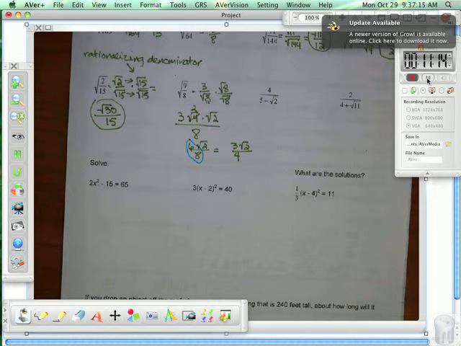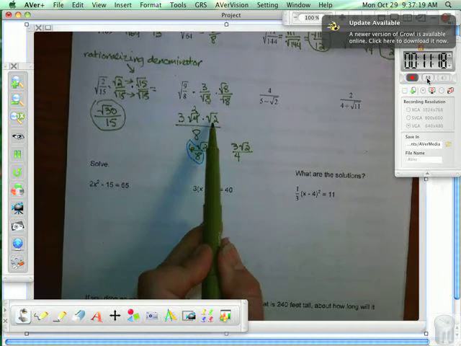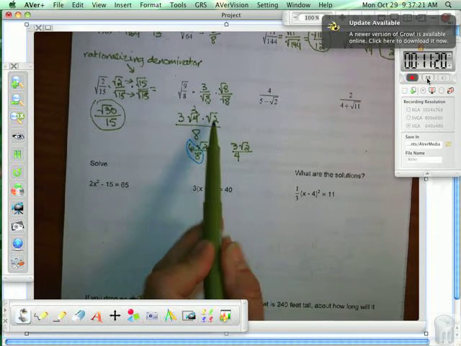Well, from up here, because I thought about 8. I know 8 is the same as the square root of 4 times the square root of 2.